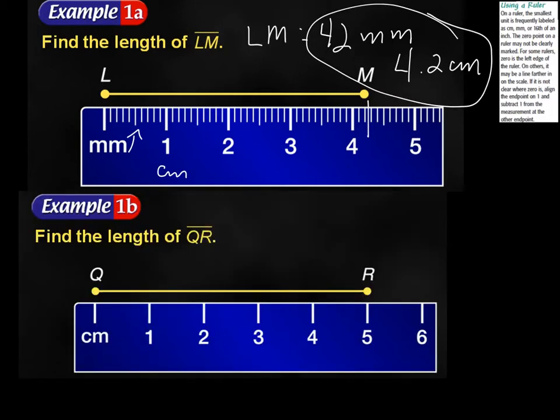This one's straightforward. Find the length of QR. So QR, I'm not putting a bar over it because I'm talking about length, is going to be 5 centimeters. It's already lined up for us.